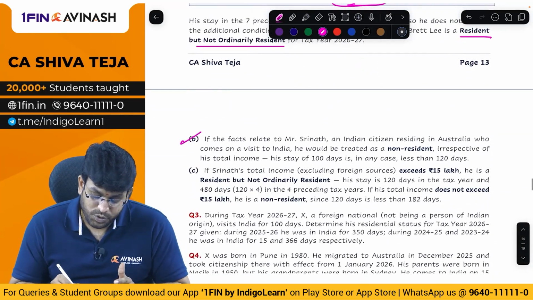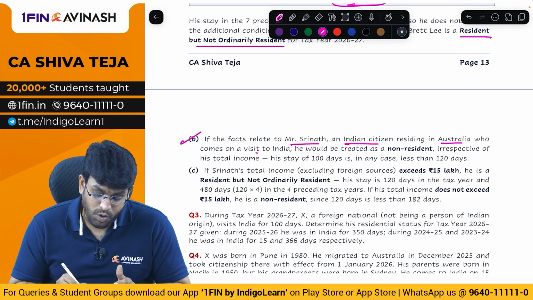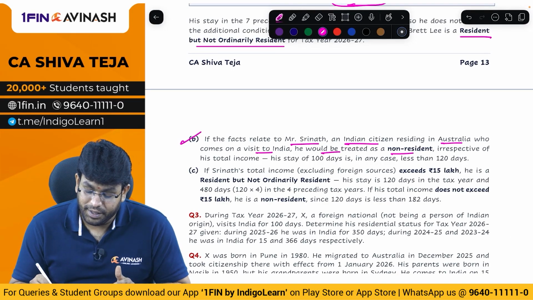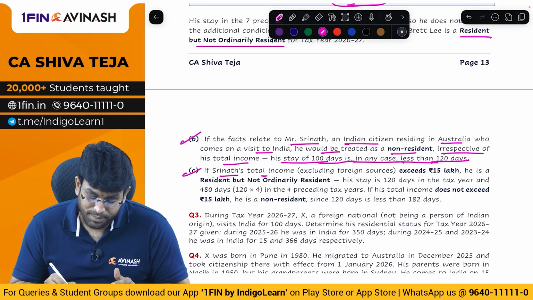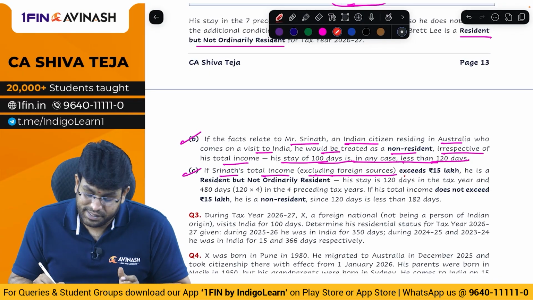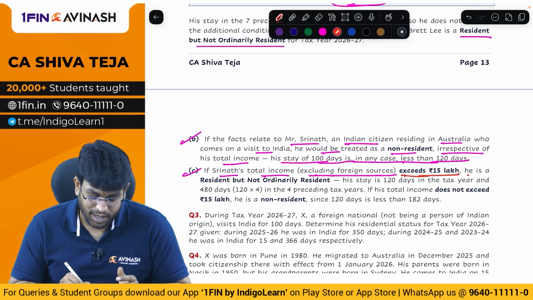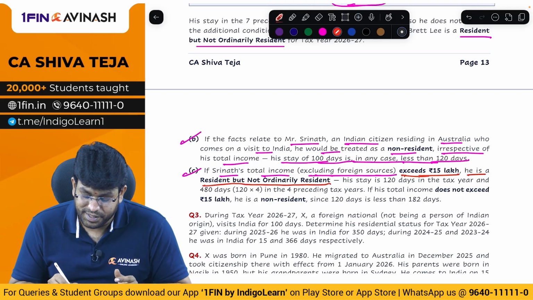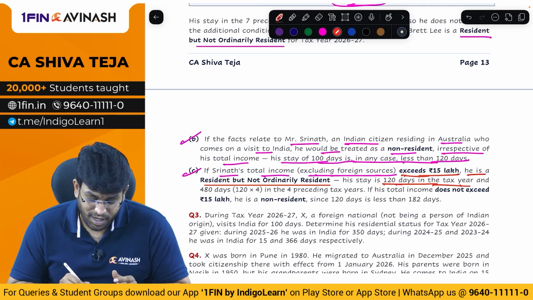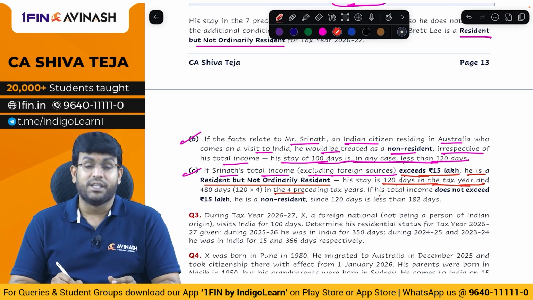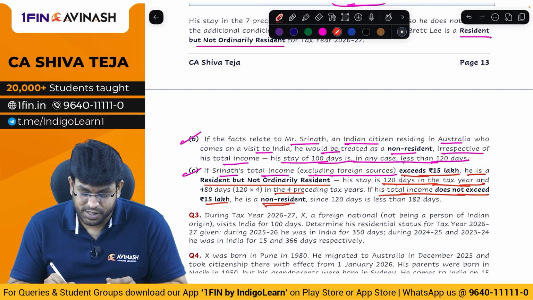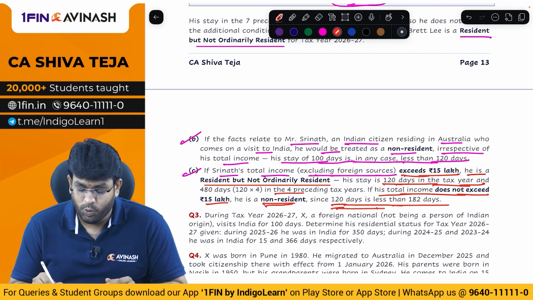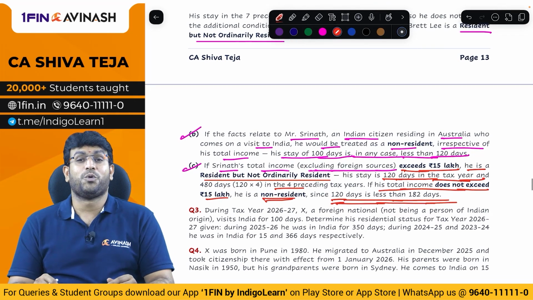Second bit. If it relates to Srinath, Indian citizen, who is in Australia, who comes on a visit to India, he will be a non-resident irrespective of his total income. His stay of 100 days is in any case less than 120 days. Last case. If Srinath's total income other than foreign sources exceeds 15 lakh rupees, he is a resident but not ordinarily resident. He stays 120 days in the tax year, and in last 4 years also it is more than 365 days. And if his total income does not exceed 15 lakhs, he is a non-resident, since 120 is less than 182 days. Very, very interesting question.